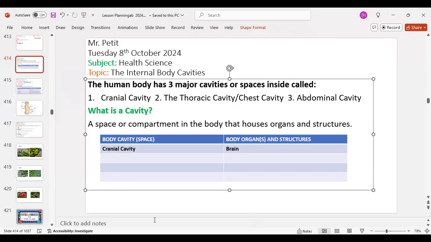Sean, are you writing this down? Sean Norville? Yes, sir. Okay, what are the 3 major body cavities that we have? Cranial cavity, thoracic cavity, and the abdominal cavity. Very good.